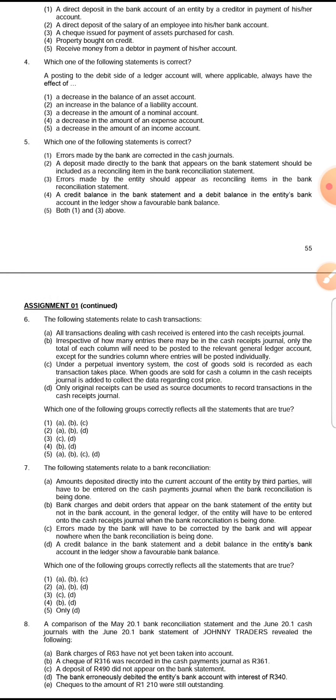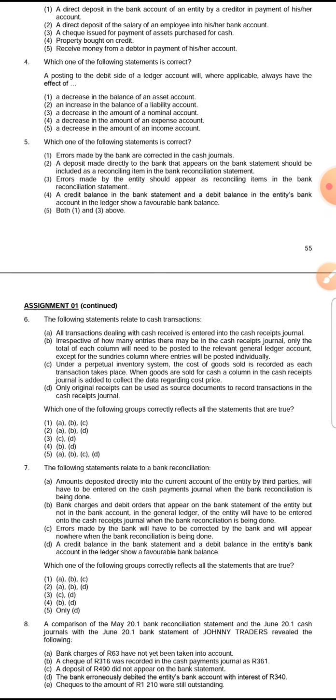Question 5. Which one of the following statements is correct? Option number 4 is correct because a credit balance in a bank statement and a debit balance in an entity's bank account shows a favorable amount.